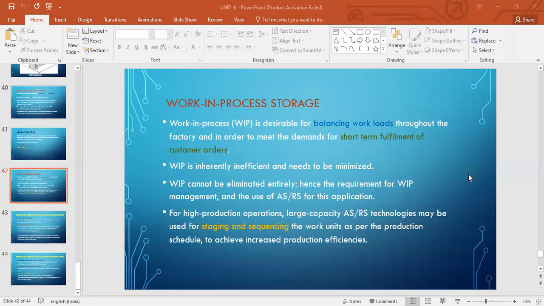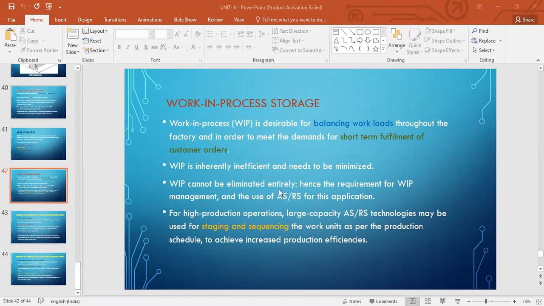Okay, so you see, work in process, we want to minimize it, isn't it? Because why would we want to take the burden of storing it? Okay, right? The less the better, isn't it? That's why we're saying it is inherently inefficient and needs to be minimized. We want to minimize it as much as possible. It cannot be eliminated entirely.